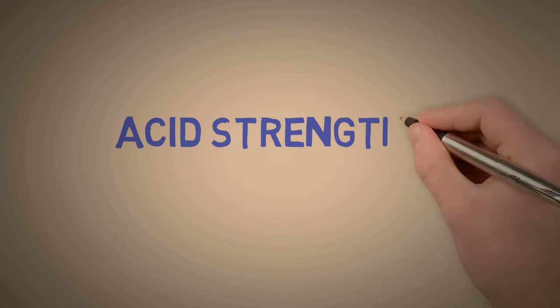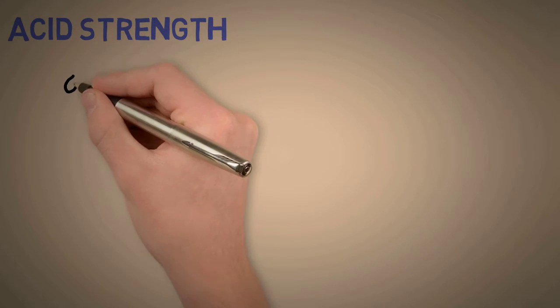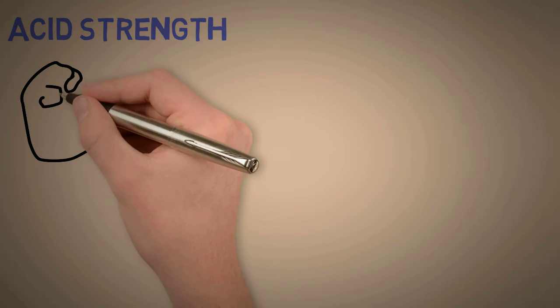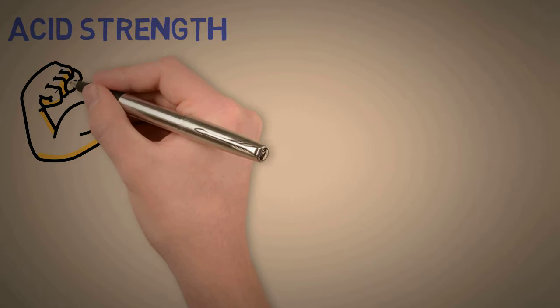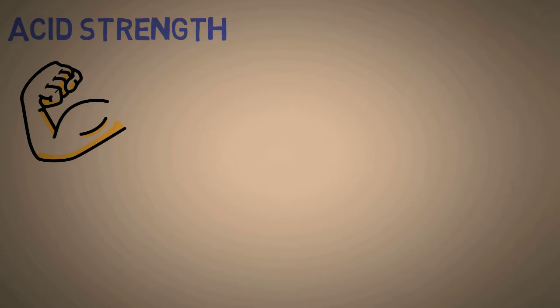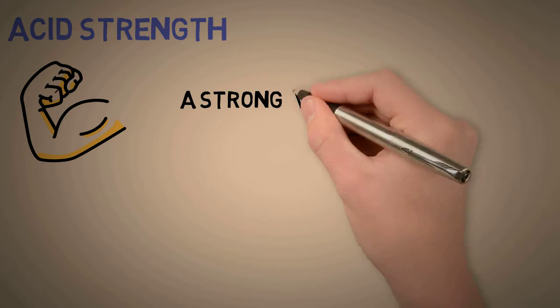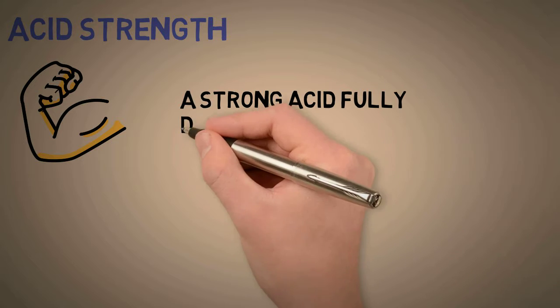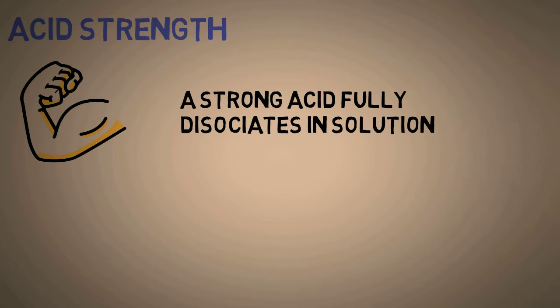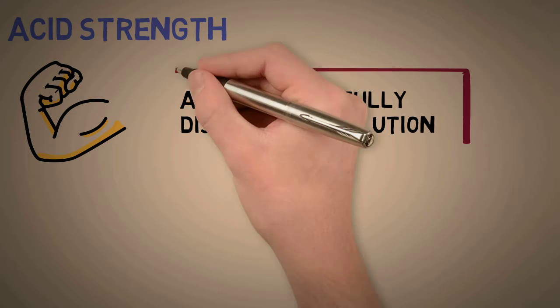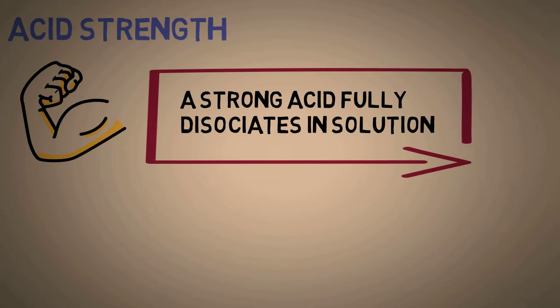Next we get to go on to acid strengths, and strong is most definitely the easiest to understand and use. A strong acid fully dissociates in solution. This means a compound that breaks down to donate all of its protons is a strong acid. Knowing this, it is then quite easy to quantify the strength.